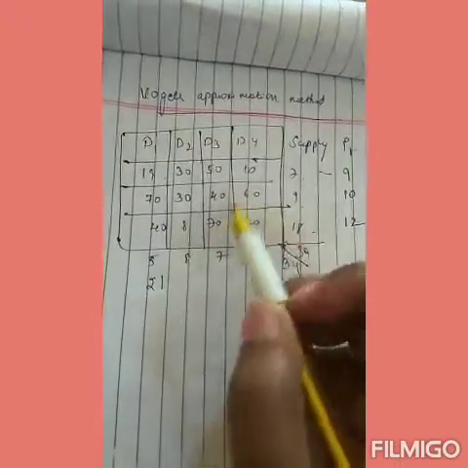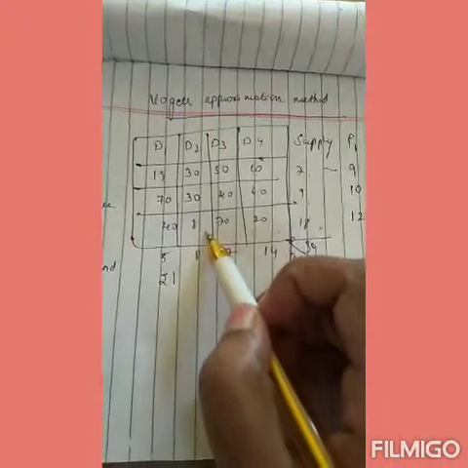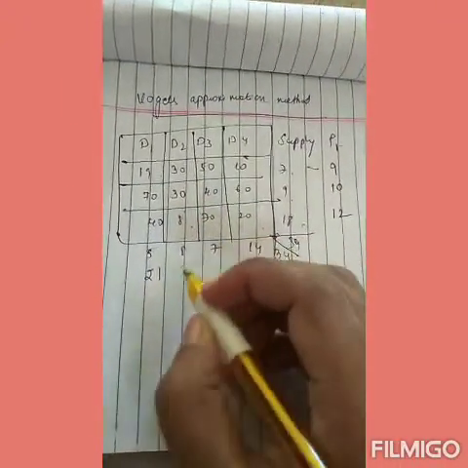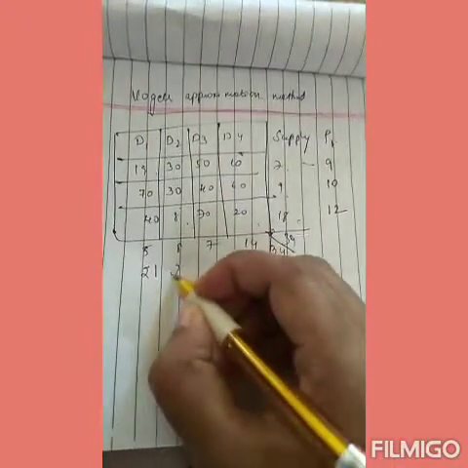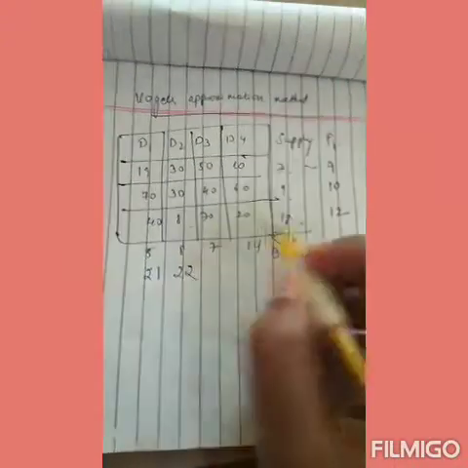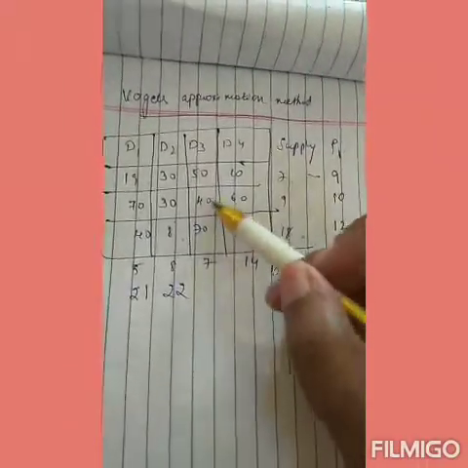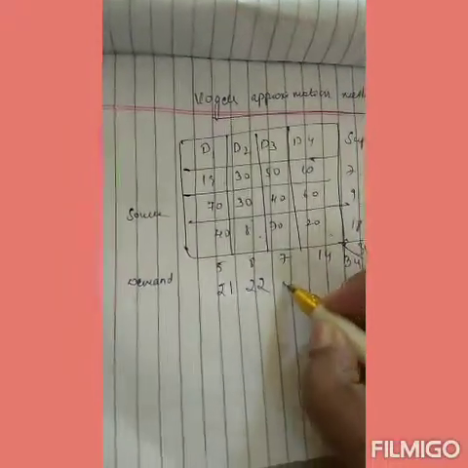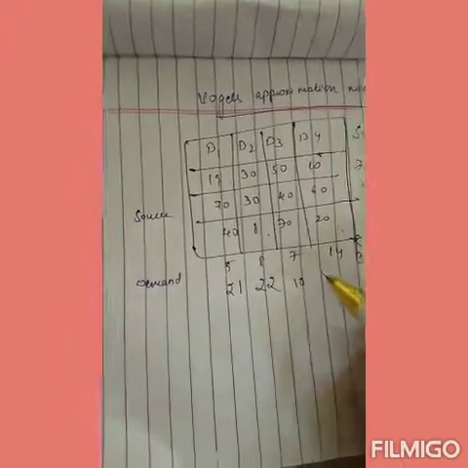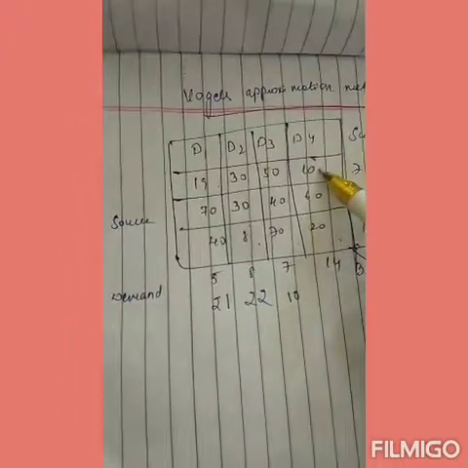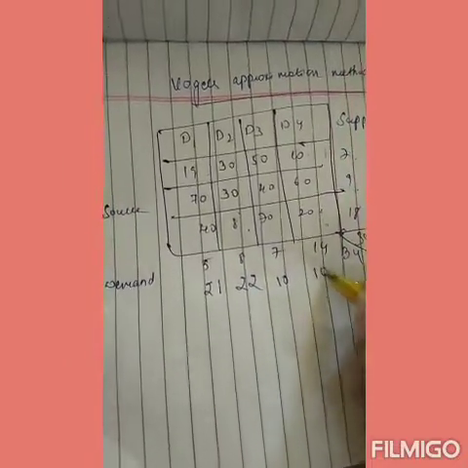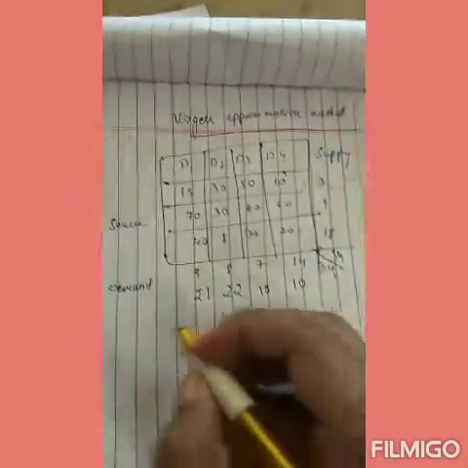And next, the first minimum is 8 and the second minimum is 30; we have two values, but take one. So 30 minus 8, 22. First minimum value is 40, second minimum value is 50, so 50 minus 40 is 10. Okay, next, first minimum value is 10, second minimum value 20. So 20 minus 10, 10. There are no negative values here in this demand.